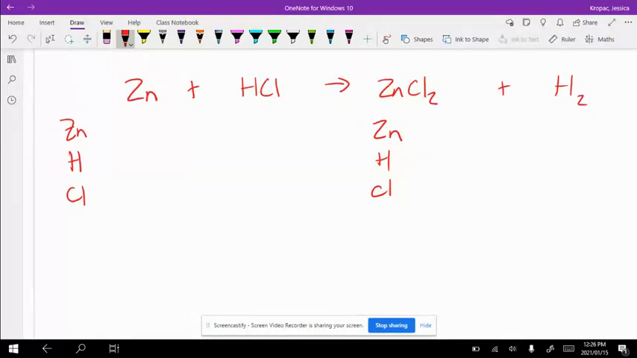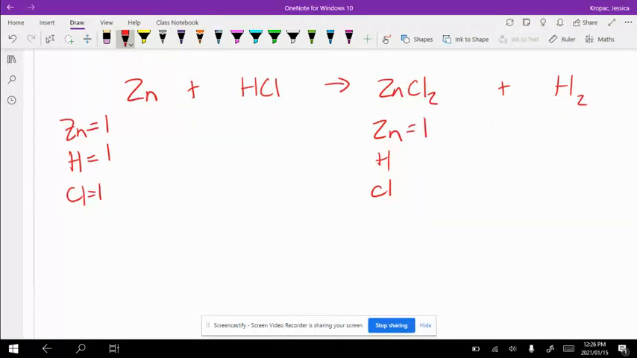Now I'm going to count what I have on the left-hand side. With zinc, I don't see any coefficients in front of it. That means I have 1. For hydrogen, I don't see any coefficients. I have 1. And for chlorine, same idea. I have 1. On the other side, for zinc, I only have 1.